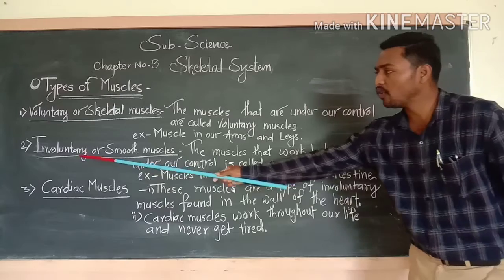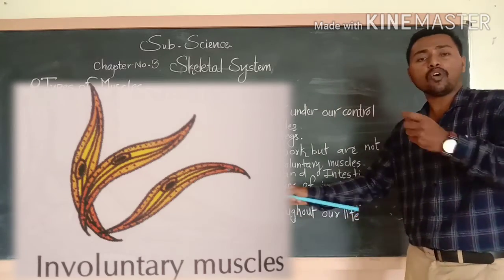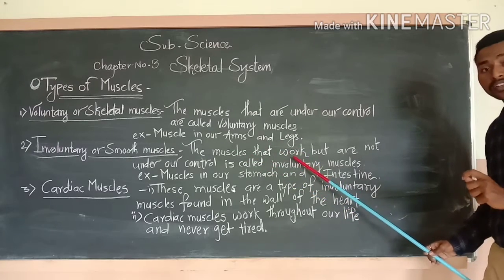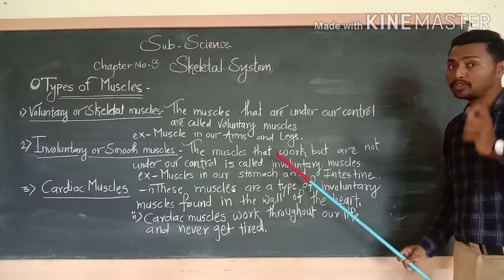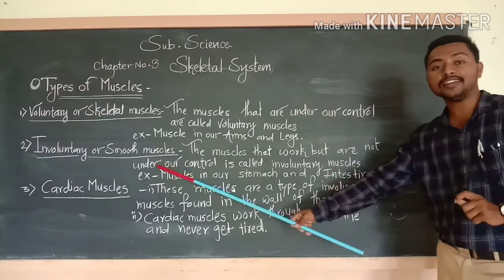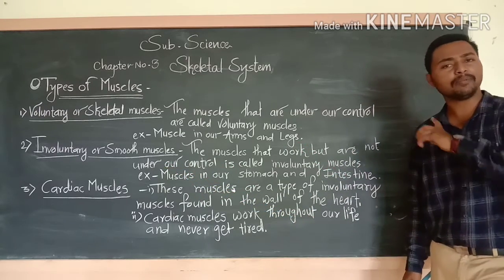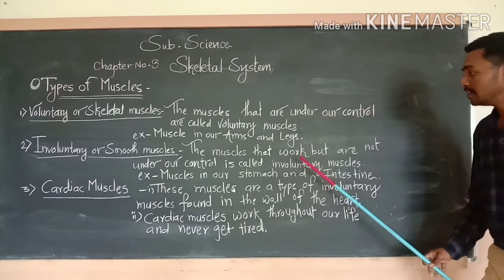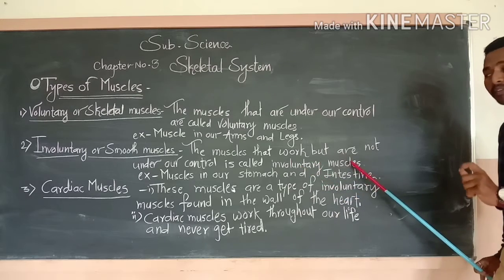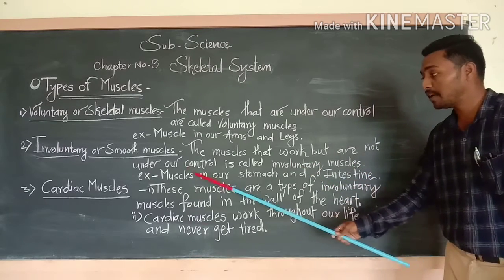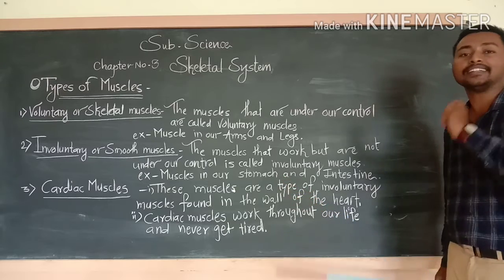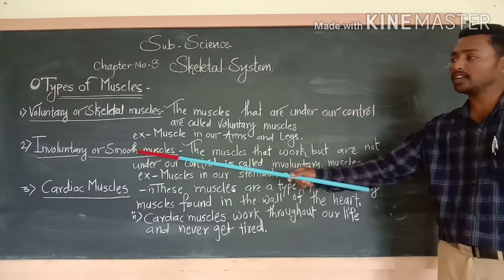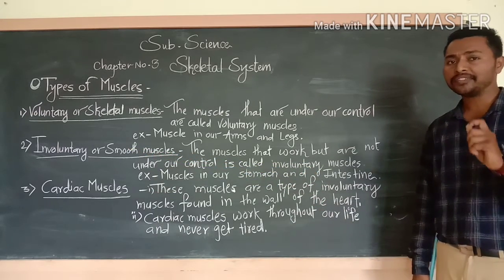Next point, involuntary or smooth muscles. Involuntary means uncontrollable muscles. The muscles that work, कुछ ऐसे muscles हैं जो काम तो करते हैं but are not under our control, लेकिन वो हमारे नियंत्रण में नहीं होते. They are not controlled by our hands. Are called involuntary muscles. For example, muscles in our stomach and intestine. हमारे पेट में पाए जाने वाले muscles को हम involuntary और smooth muscles कहते हैं.